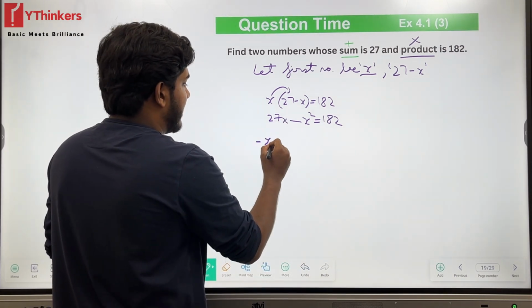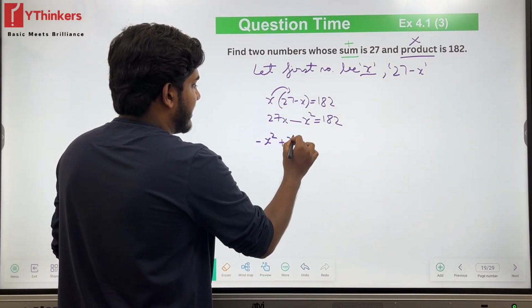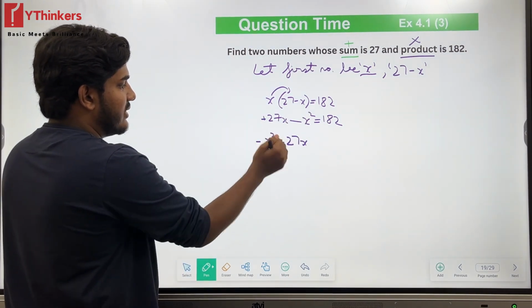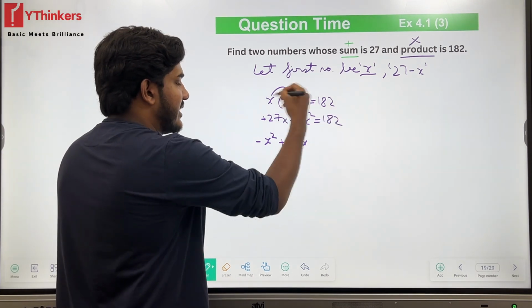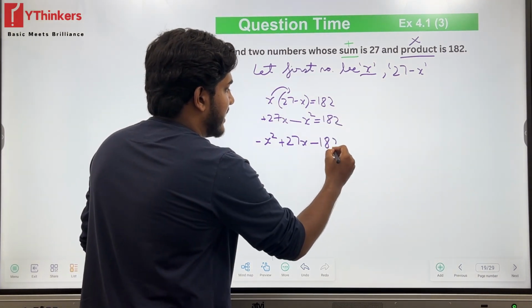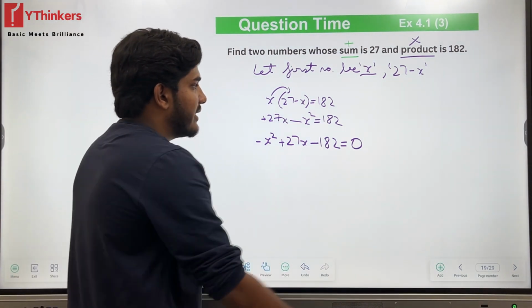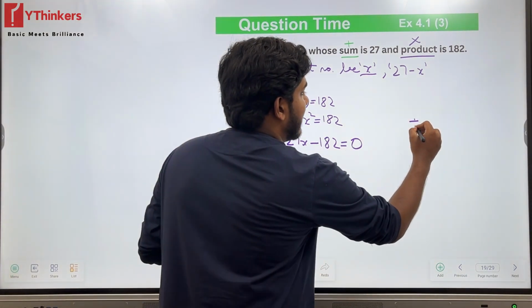So I'll write it as minus x square plus 27x. I have not shifted anything. Minus x square, here is a plus sign. No, I have just written plus 27x. Now this 182 comes this side, it becomes minus 182 equal to 0. No problem. I have to factorize it. How should I factorize it? 27 I wrote just like that.